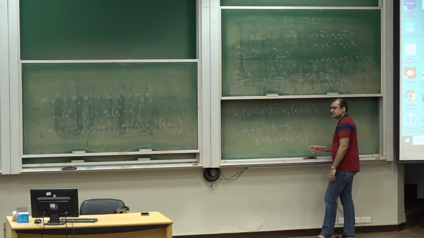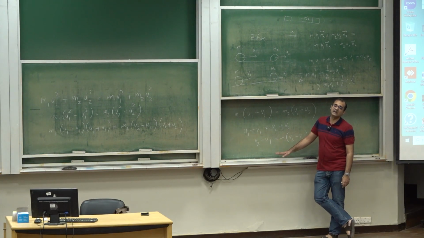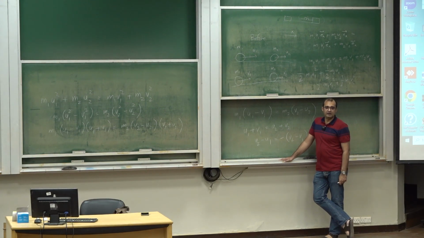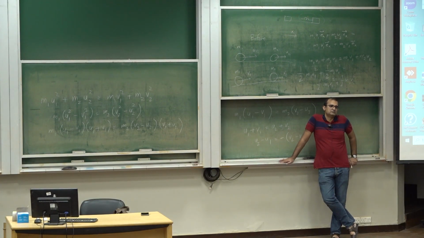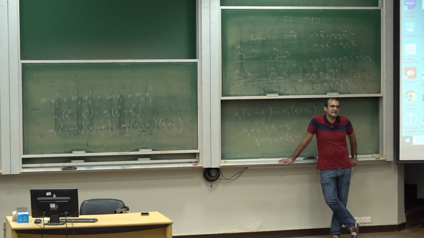So what people do is, this is for a perfectly elastic collision. Let's say if you had a perfectly inelastic collision, what's the relative velocity after the collision? The two particles stick together for a perfectly inelastic collision, so they both move with the same velocity. What's the relative velocity then after the collision? 0. Because both particles after the collision are moving with the same velocity with respect to the ground.